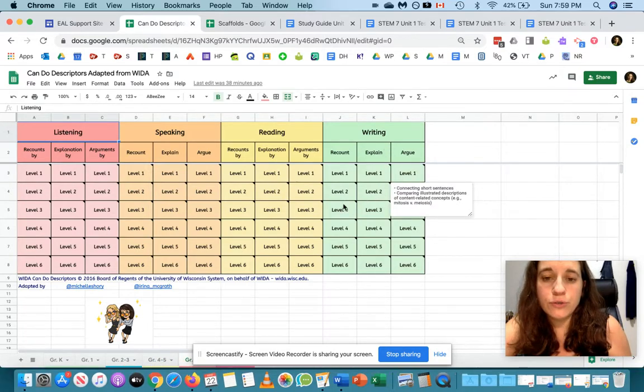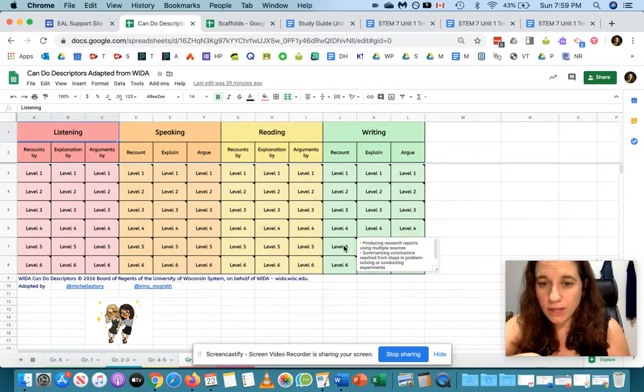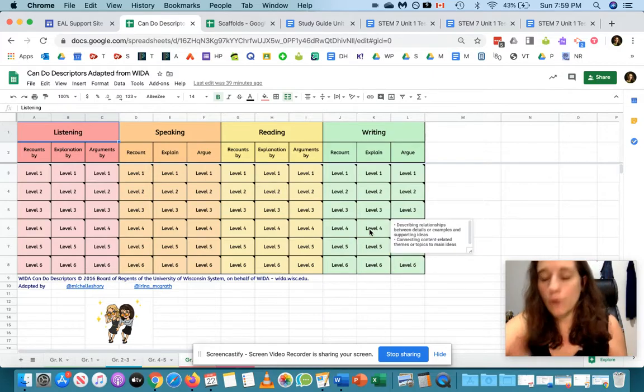And then what you do is you click on the cell and it'll tell you what students can do at that level. So for example, a level 3 can produce short paragraphs with main ideas and some details. They can compose dialogues or blogs based on personal experiences. Whereas if you move up to, say, a level 5, you'll see something like producing research reports using multiple sources, summarizing conclusions researched from steps in problem solving, or conducting experiments. So you click on these, all of this will be linked to you so you can look at those in your own time.